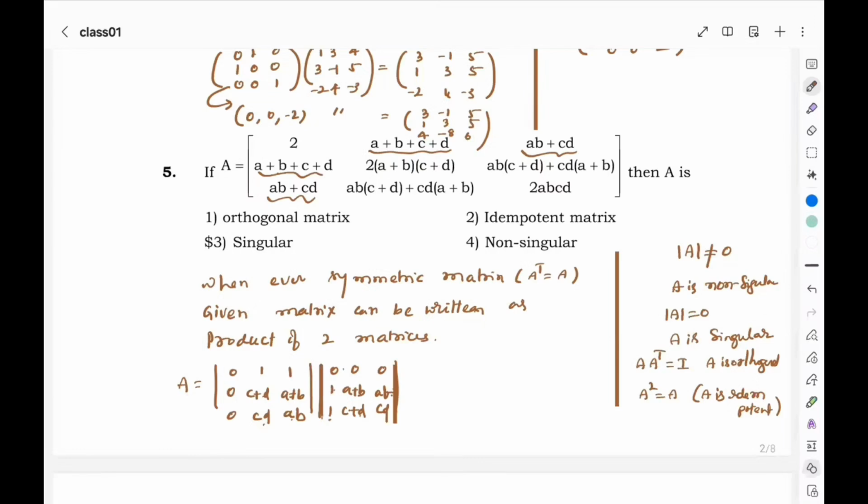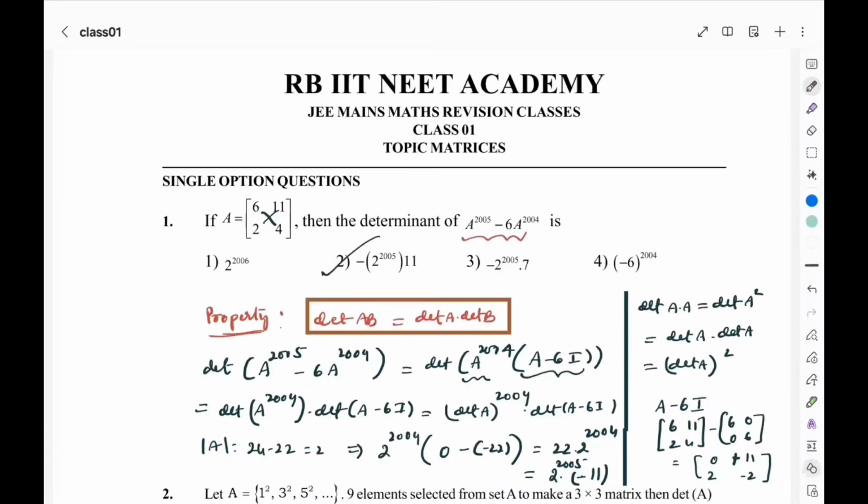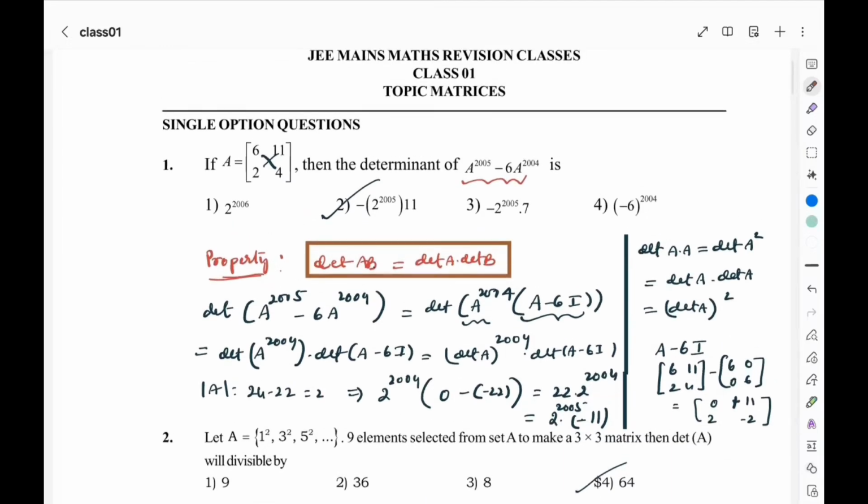Right? So now I can write the answer as 0, because one row is zero, determinant value 0. So then it is a singular matrix. Till now, 5 problems I discussed. All, if you observe, are based on properties. Whenever they ask in any competitive exam, this also I can make as a property here: det of A power n is det A whole power n. This is the property I used.